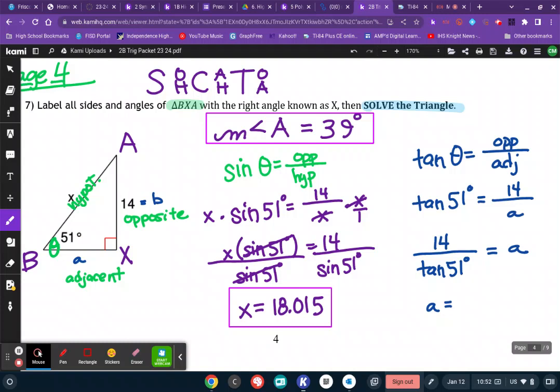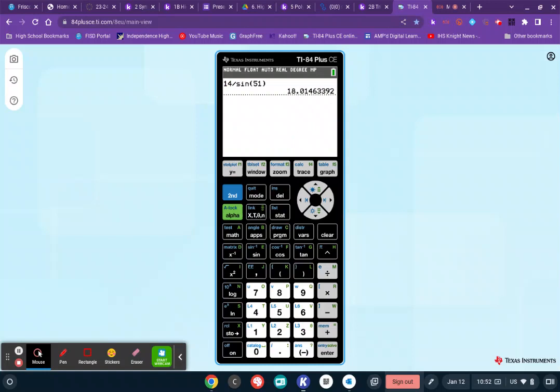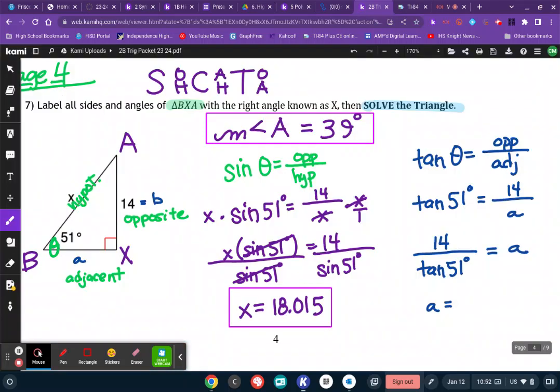Okay, let's go over here. 14 divided by tan. What do we get? Round to the third decimal place. 11.337. And that is solving a triangle. Solving a triangle means finding all the pieces of information that are missing: 3 angle measures, 3 side measures.